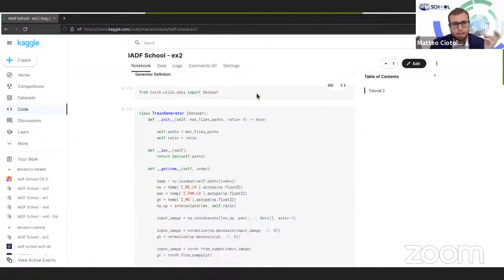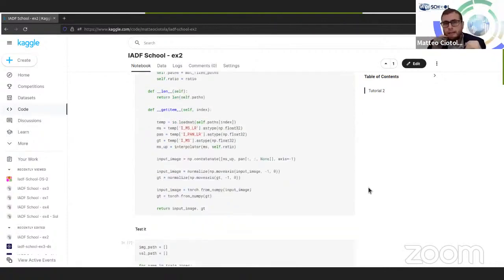In particular, to create a custom dataset class, we must implement three functions. A constructor, in which we can declare all the variables that we need. A function that returns the dimension of the dataset, the number of samples, and finally, the __getitem__ function. This function is the most important, and it must return all the data that we need for training or testing our architecture. In this case, being this class for training purposes, we need a single couple composed of samples and labels. And in this case, the input has been modeled as a unique stack composed of the multispectral stack interpolated to the same scale of the pan, and the pan, while the ground truth is the original multispectral band.